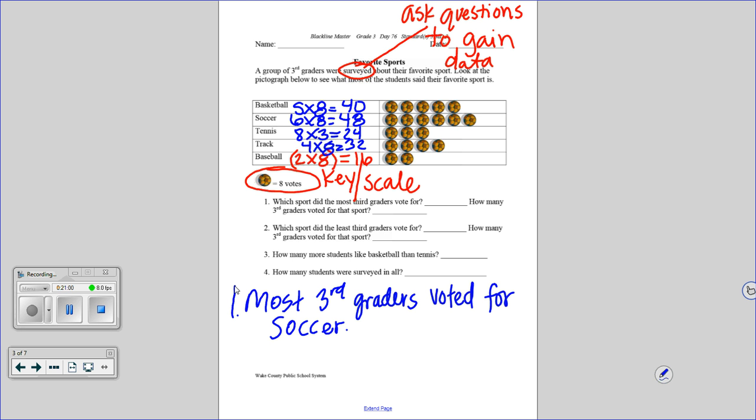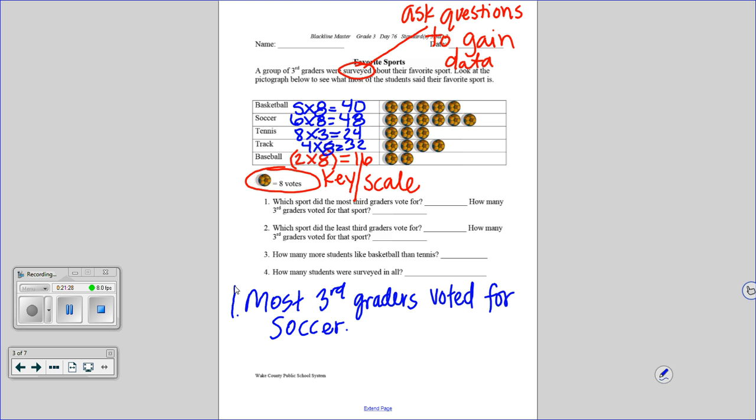Look at your graph. You have the same information in your notebook. Haley, look at your graph. I'm sitting there doing nothing. Gabriella? The least is. That is not my question. Oh. I asked how many third graders voted for the sport of soccer.